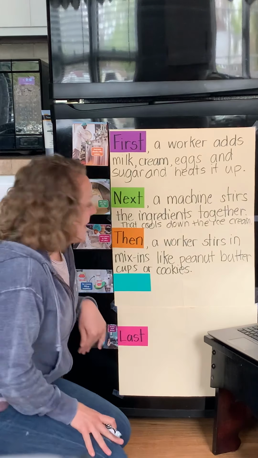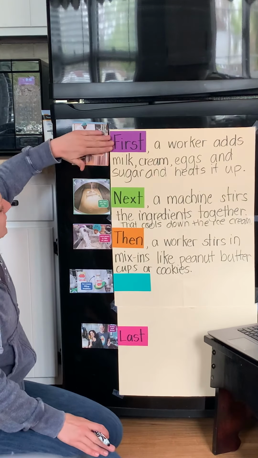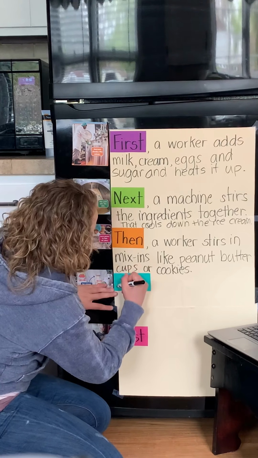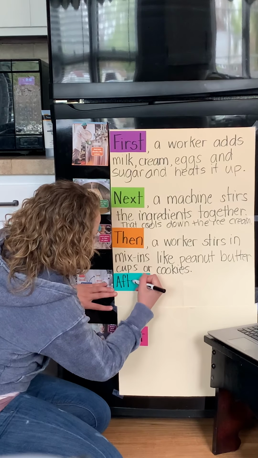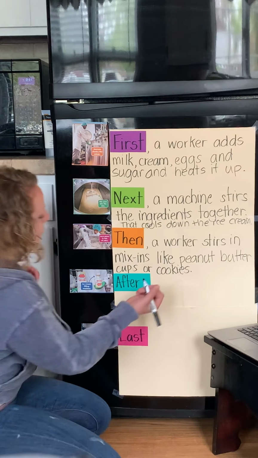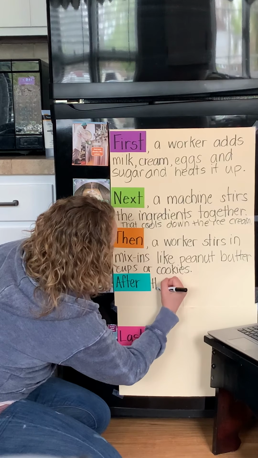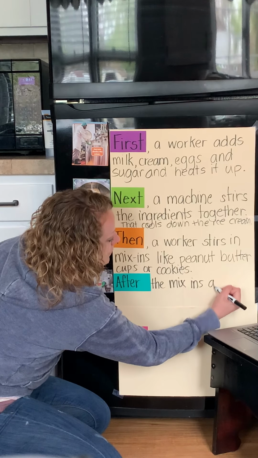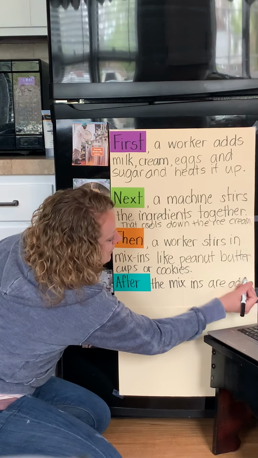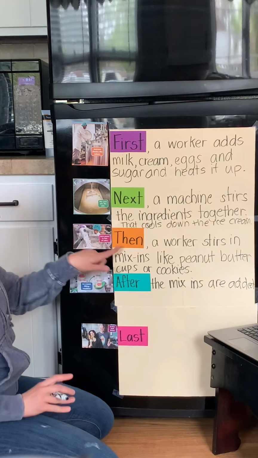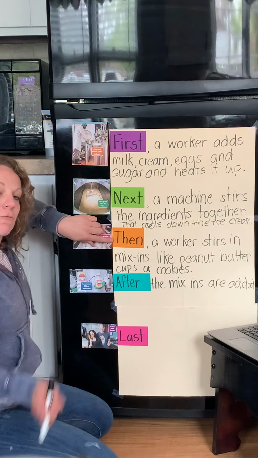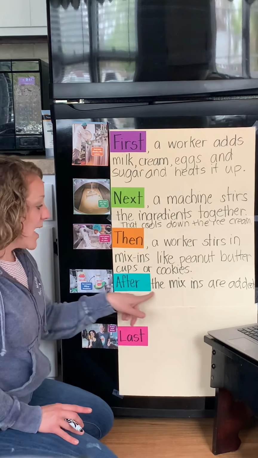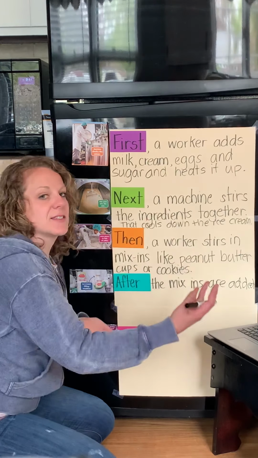All right. Now, like I said, it doesn't always fit into a first, next, then, and last situation. So this one is going to be after. All right, so after the mix-ins are added. And I'm using that because this was the step that came right before. So it says, then a worker stirs in mix-ins like peanut butter cups or cookies. After the mix-ins are added, and then I can continue my sentence.